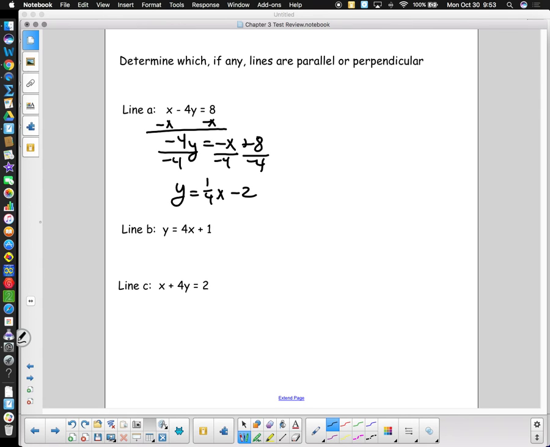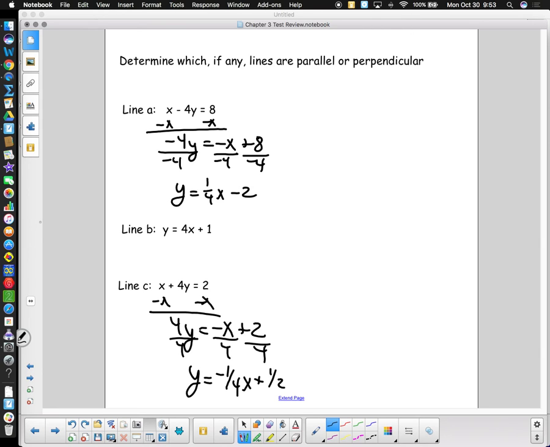Let's try this one. x plus 4y equals 2. So subtract the x. I get 4y equals negative x plus 2, divided by 4. y equals negative 1/4 x plus 1/2.